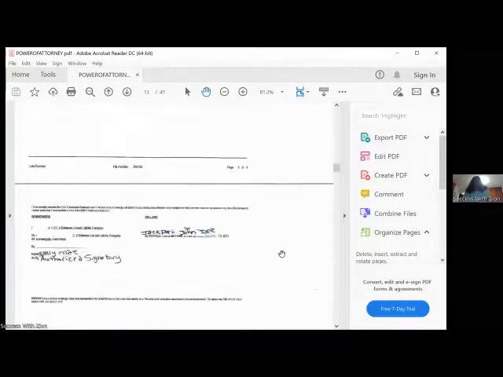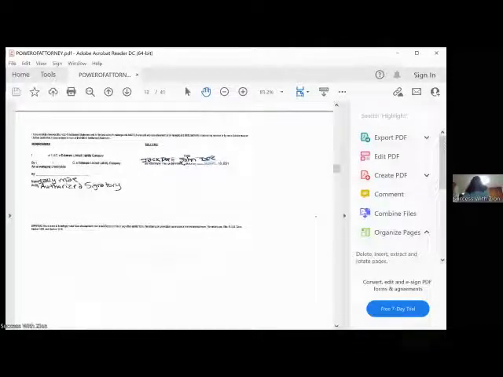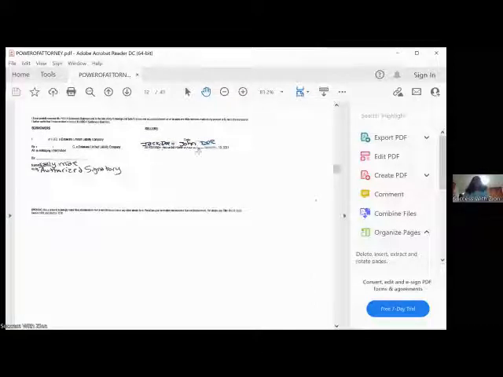So this one, it says Jack Doe by John Doe. So whenever John Doe, the agent who has the power of attorney, is signing on behalf of Jack Doe, the principal, then he's going to sign here and date.